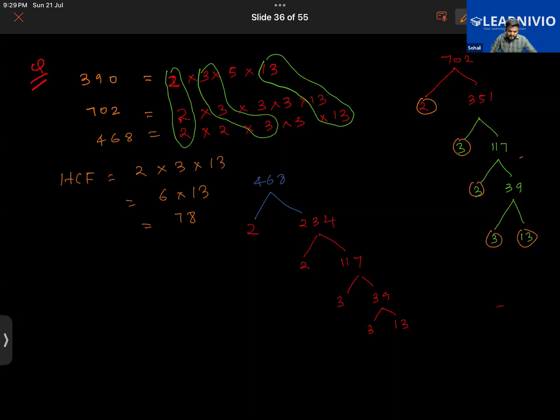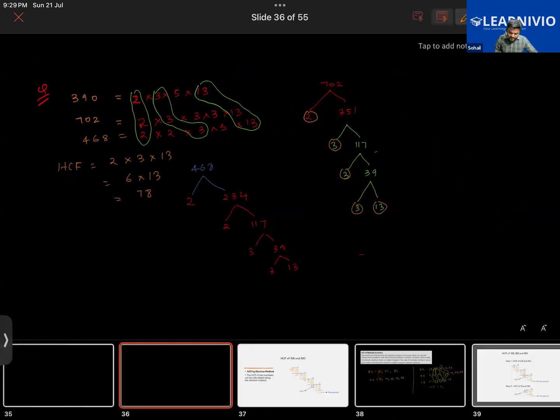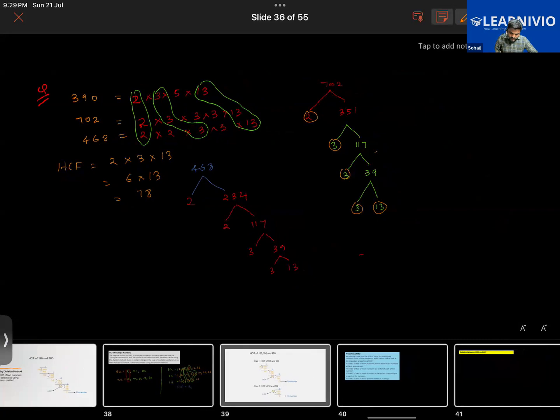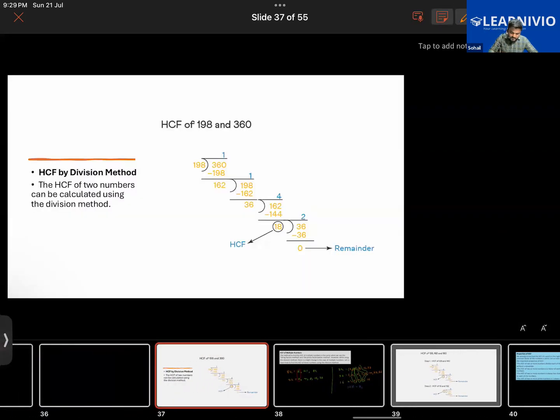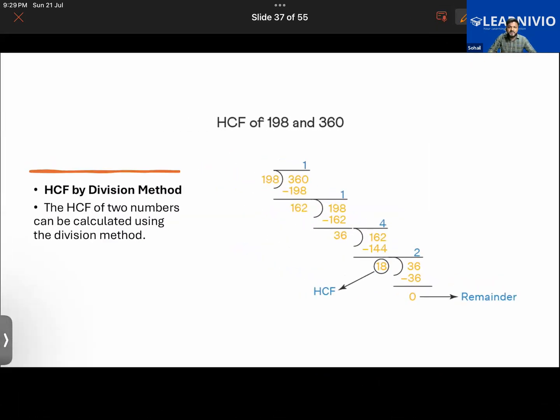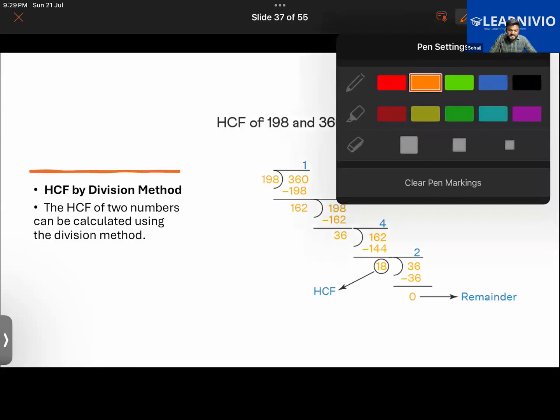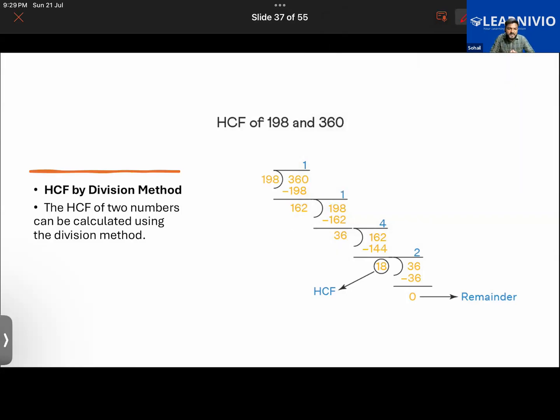Okay, this time is almost about to be over. But before that, how about we learn something interesting in today's class? The topic HCF has been finished here. We'd be learning about one more thing. Now let us conclude the class by learning one more method of finding the HCF. It is the division method. So in the example given here in the slide, we have the numbers 198 and 360.